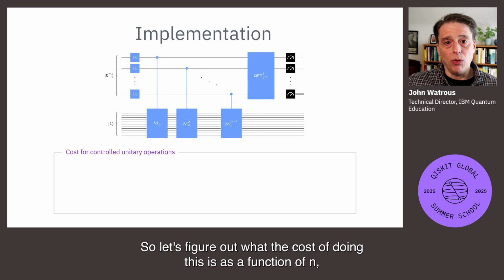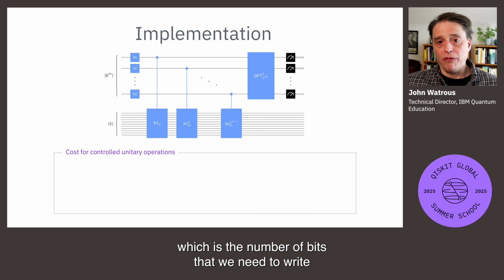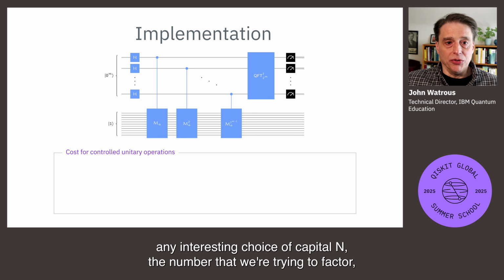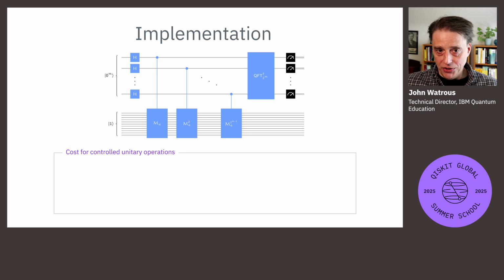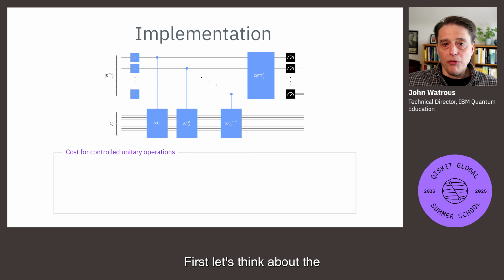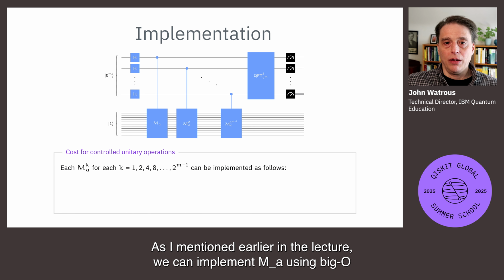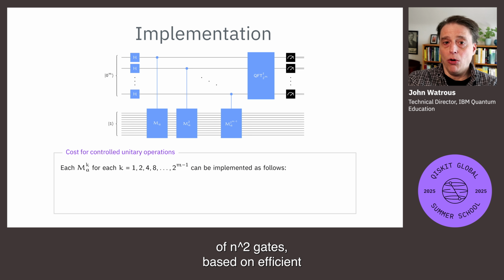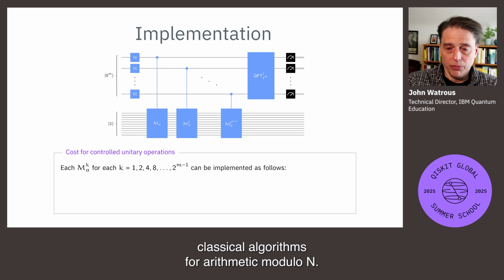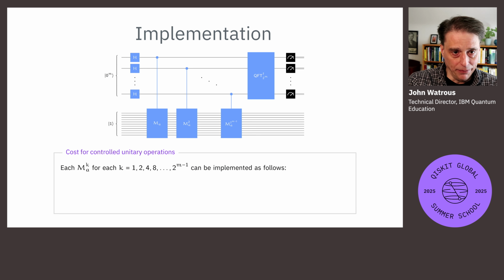So let's figure out what the cost of doing this is as a function of little n, which is the number of bits that we need to write any interesting choice of capital N, the number that we're trying to factor, in binary notation. First, let's think about the controlled unitary gates. As I mentioned earlier in the lecture, we can implement MA using big O of little n squared gates based on efficient classical algorithms for arithmetic modulo N.